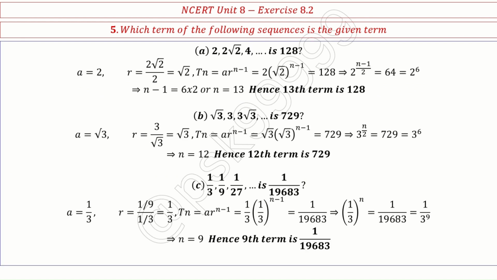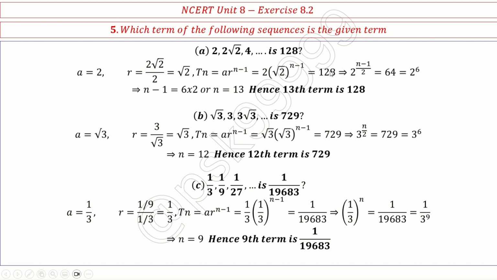Which term of the following sequences is the given term? This is simple. We'll do one problem. So the sequence is given here: 2, 2 root 2, 4, and then which term is 128? So you are basically checking Tn equal to 128. a is given as 2, r is given as 2 root 2 divided by 2, which is root 2. Now you have a and r, you have Tn, you need to find n. Tn is nothing but a into r to the power of n minus 1, which is equal to 128.